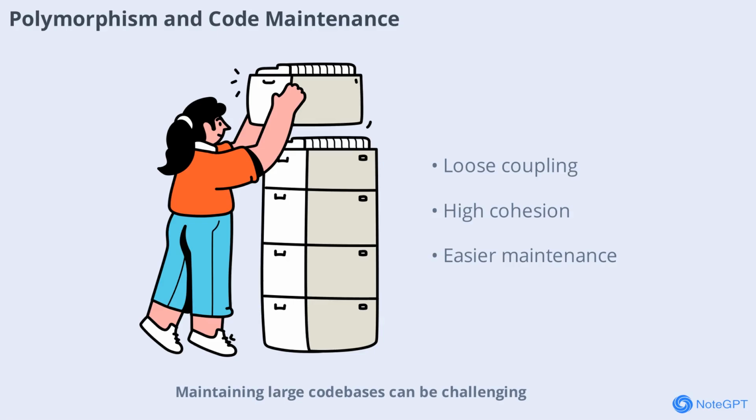Maintaining large codebases can be challenging, but polymorphism helps by promoting loose coupling and high cohesion. By relying on interfaces and abstract classes, you can change or extend behavior without affecting other parts of the system. This leads to cleaner, more maintainable code that's easier to understand and modify.